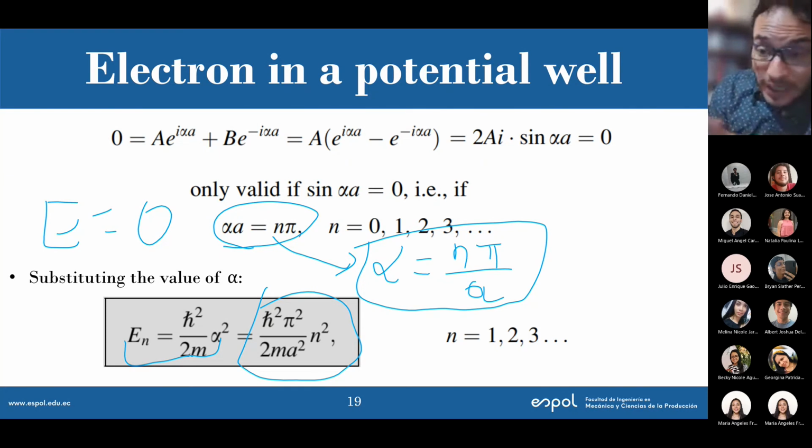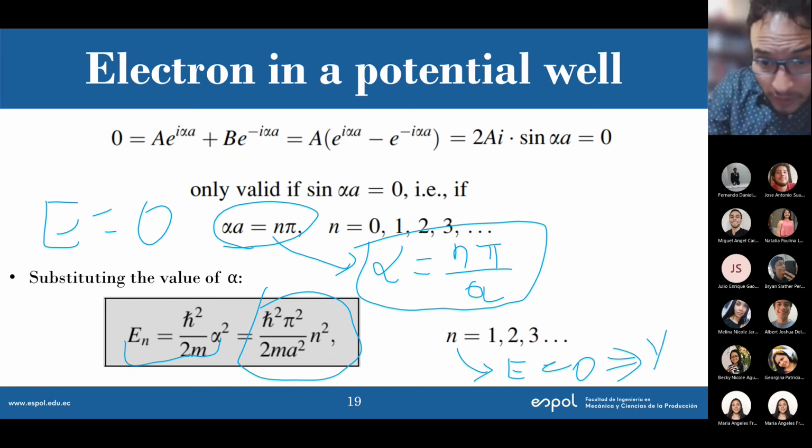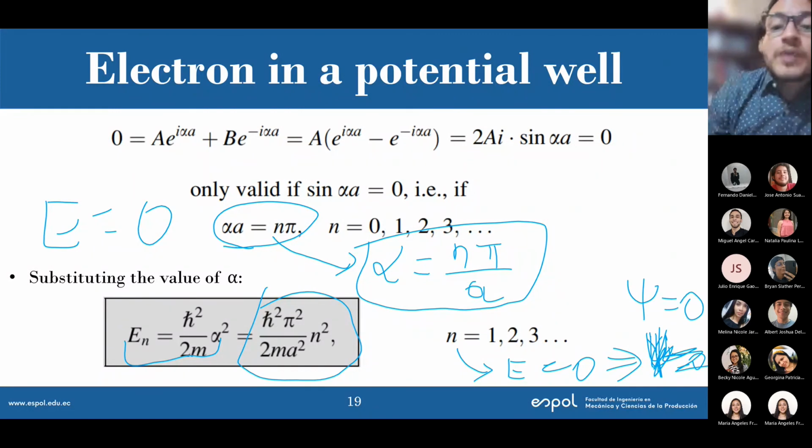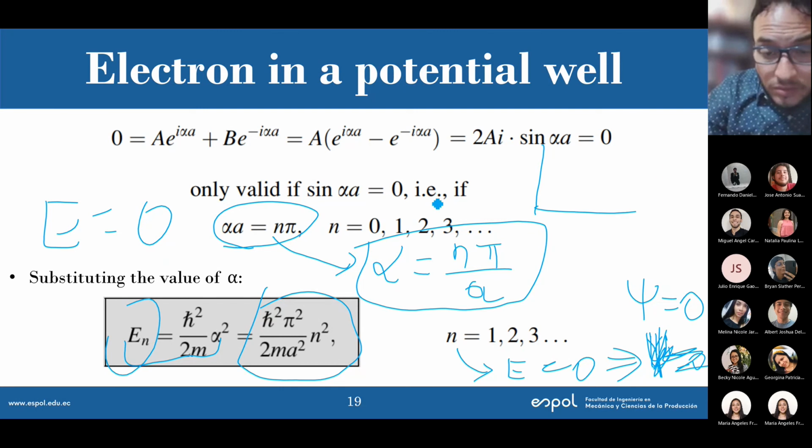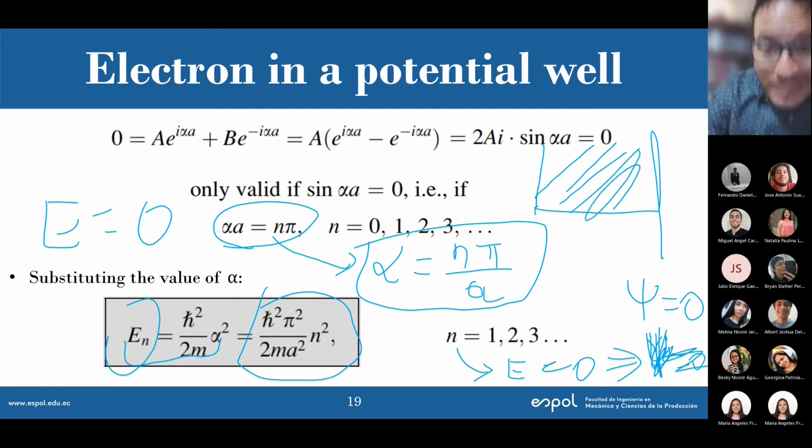I'm not going to consider the case of n equals 0, because again this will lead to energy equals 0, and this will lead to the wave function equal to 0. But that's only the case at the boundaries, right? And now I care about the values of energy inside the well.